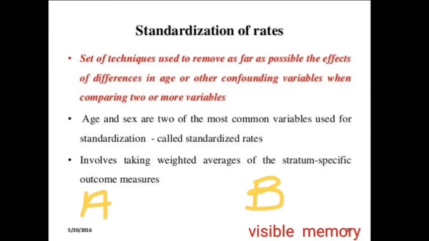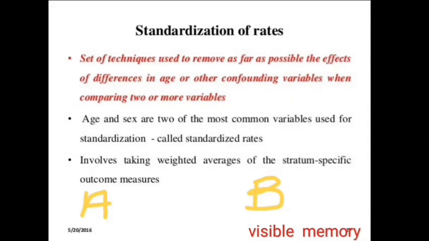I want to check the effect of any disease on deaths in population A and population B. Because population B has more older people, naturally B will have a higher death rate. So if we want to compare two populations, we have to remove the confounding variable, which is age. When the age effects are removed, the populations will be comparable.